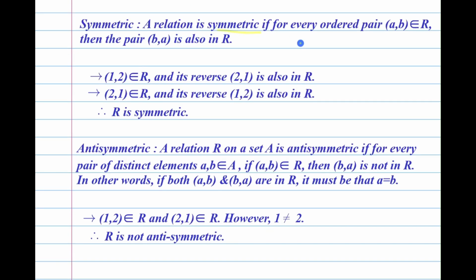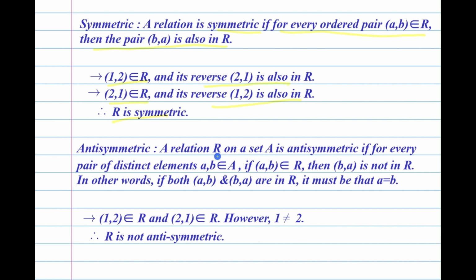A relation is symmetric if for every ordered pair (a, b) belonging to R, the pair (b, a) should also be in R. For (1,2) belonging to R, its reverse (2,1) is also in R. Similarly, for (2,1) in R, its reverse (1,2) is also in R. So R is symmetric.